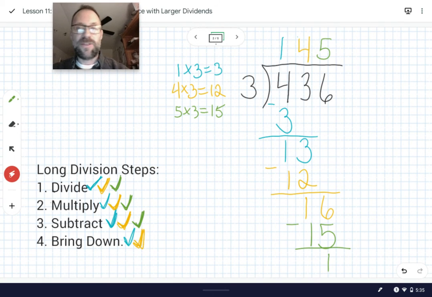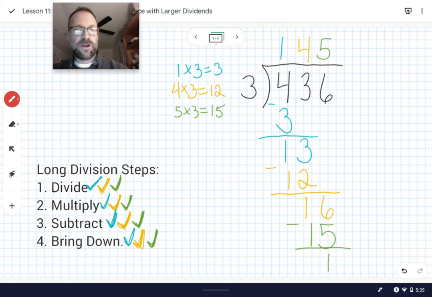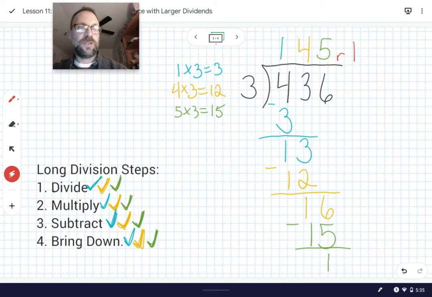And now we go to bring down the next number, but we see that there are no more digits. We're done. So we can check that off our list. We've done all the steps 3 times in a row, and we have our answer. We're going to bring our remainder of 1 up into our answer line, and we'll write lowercase r, remainder 1. So our final quotient is 145, remainder 1. 436 divided by 3 is 145, remainder 1.